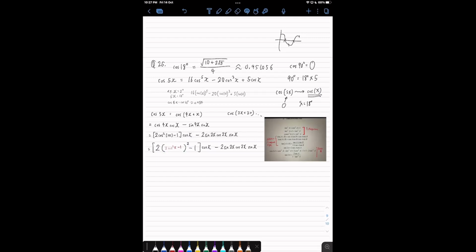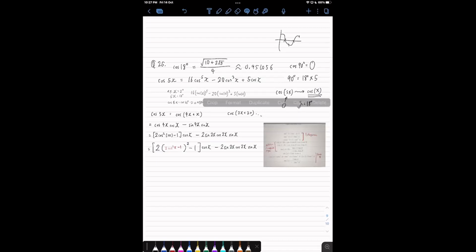Remember, the objective is to express everything in terms of cosine, right? But over here we have cosine, which is good. But here got sine, and also double angle. So what should we do? Change the double angle again, right? Yeah. So let's just do it.